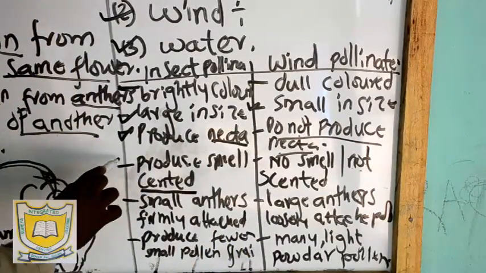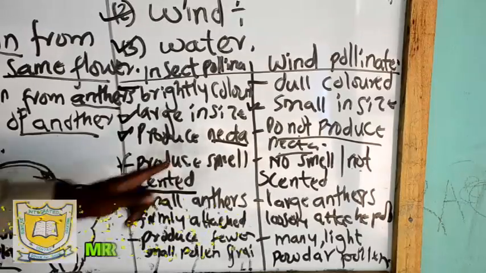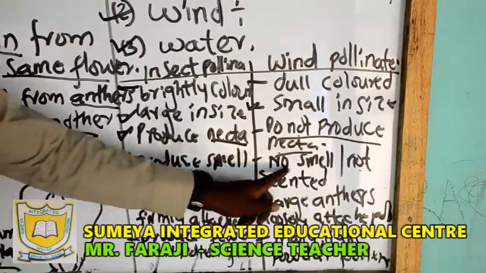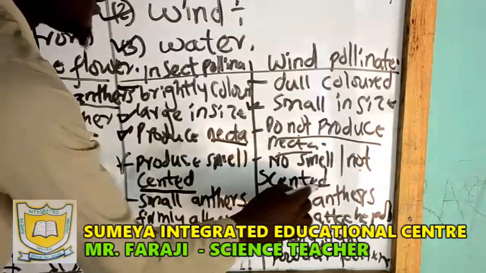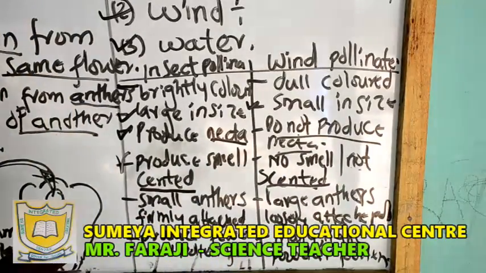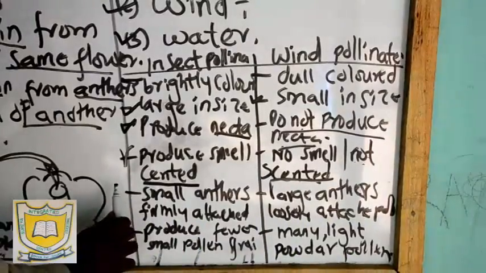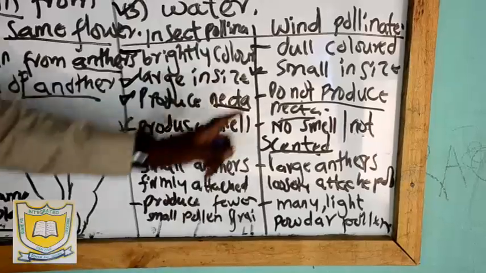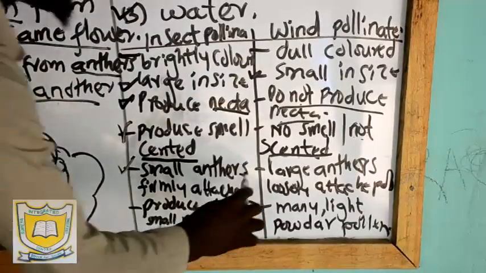The smell is produced from the nectar, which is produced by the nectary. Wind pollinated flowers lack smell, that is, they are not scented. We move to another characteristic. Insect pollinated flowers have small anthers, while wind pollinated flowers have large anthers.